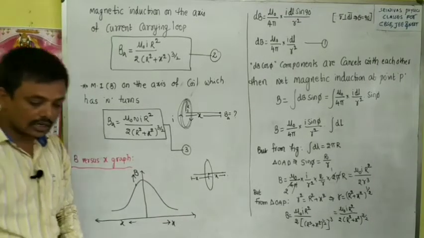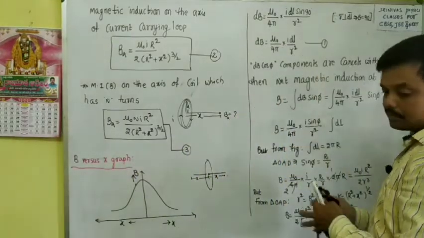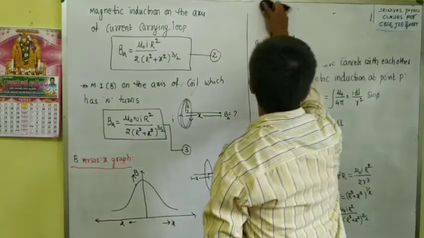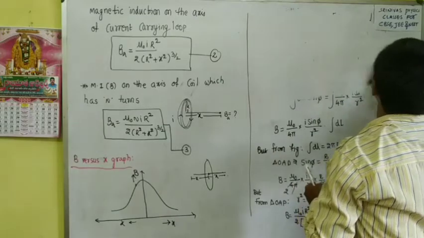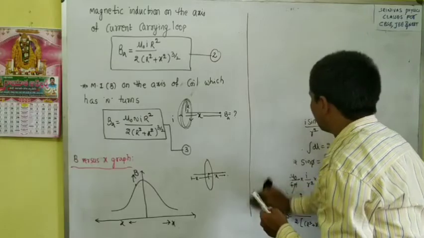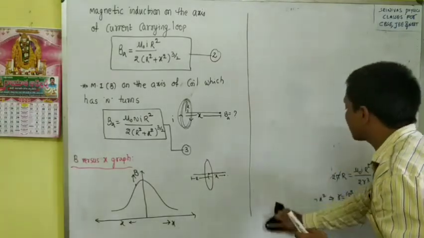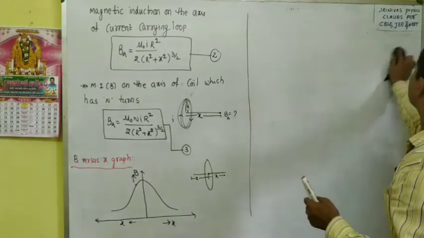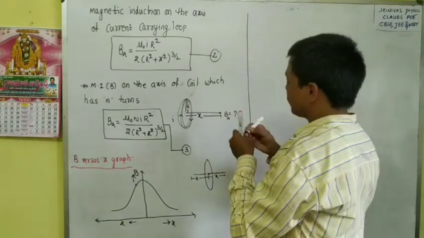Now, what is the direction of the B? How to find out the B direction at a particular point? I am going to rub this and then I will continue. How to find out the magnetic induction on the axis of a current carrying coil? That formula we derived, but I want the direction, because magnetic induction is a vector. Magnetic induction has a direction. Then how to find out the direction of magnetic induction on the axis of a current carrying coil? For that, let us take the note.